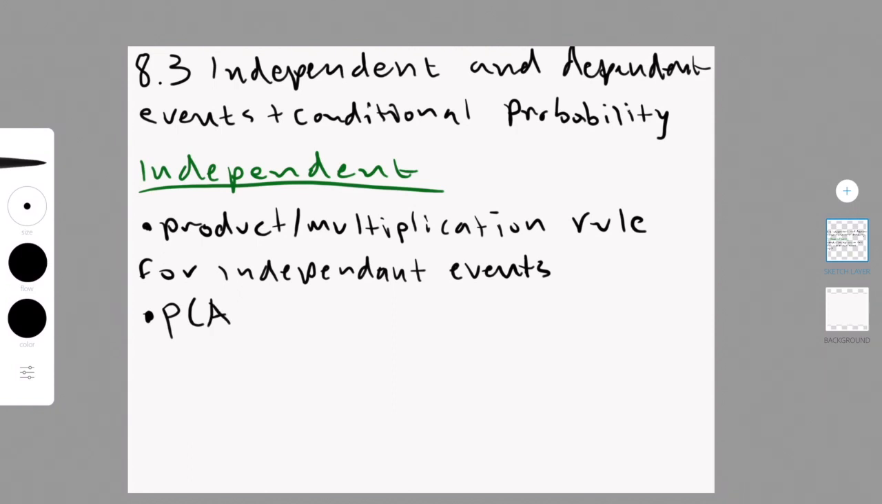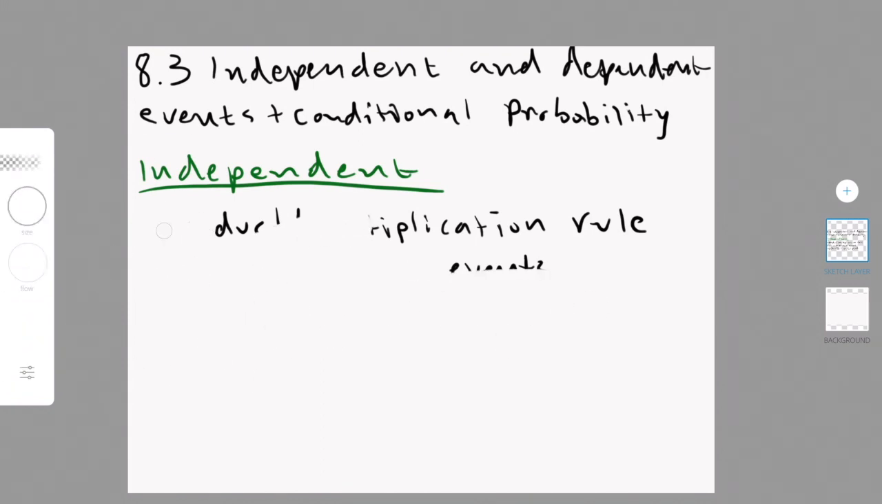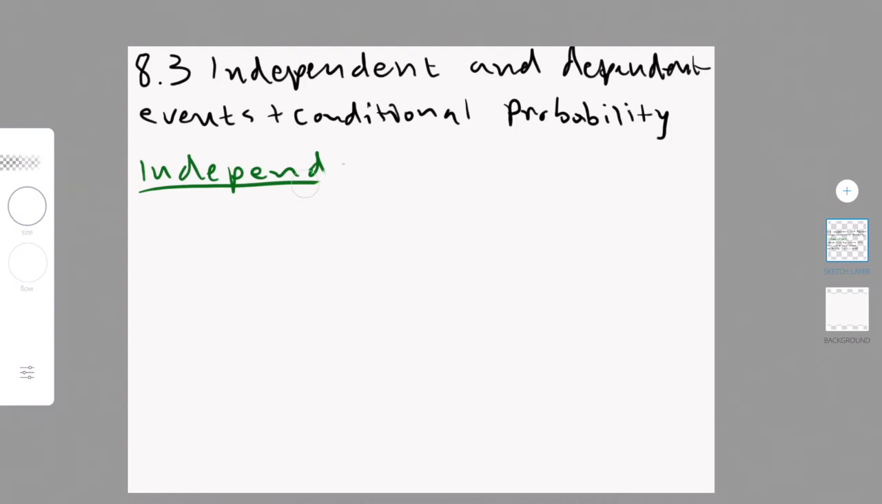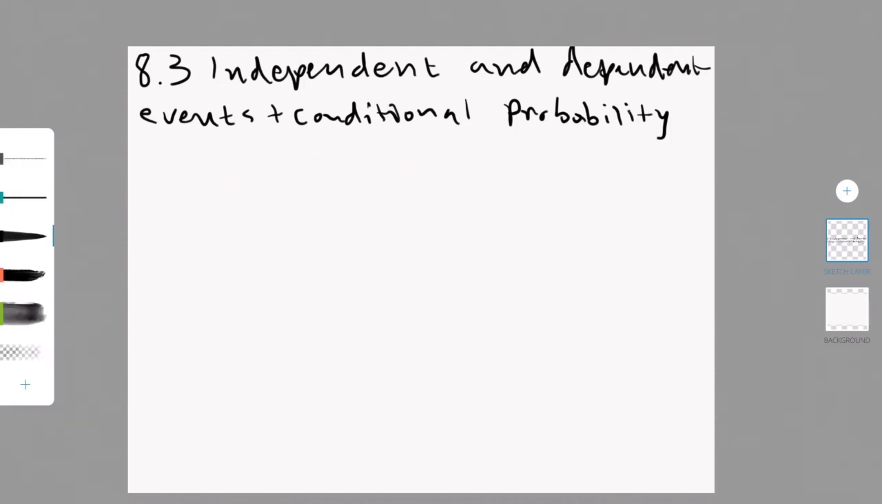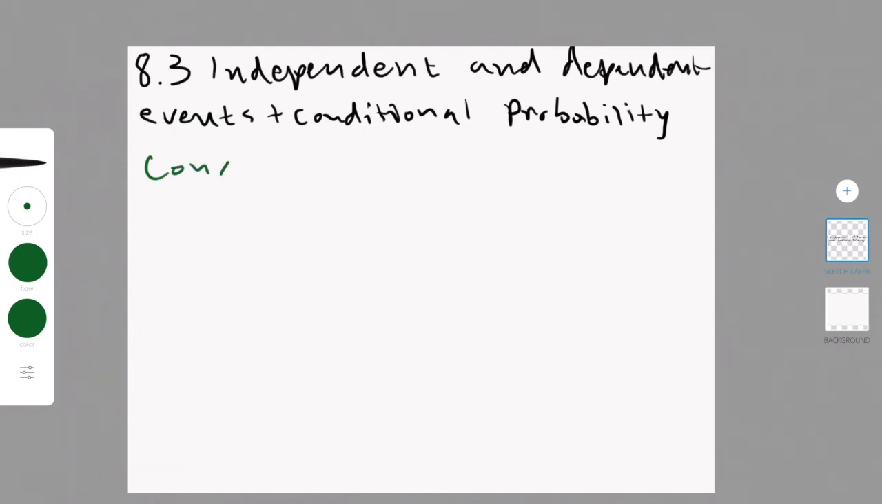So what you have to know about this is the product rule for independent events, or the multiplication rule for independent events. It's the same thing, it just has 2 names. The probability of A and B, this means someone is partaking in both events, equals the probability of A times the probability of B. This would be like if we're doing people who take art and people who take music, you would take the people who take both art and music, and the probability of that would equal the probability of people who take art times the probability of people who take music.